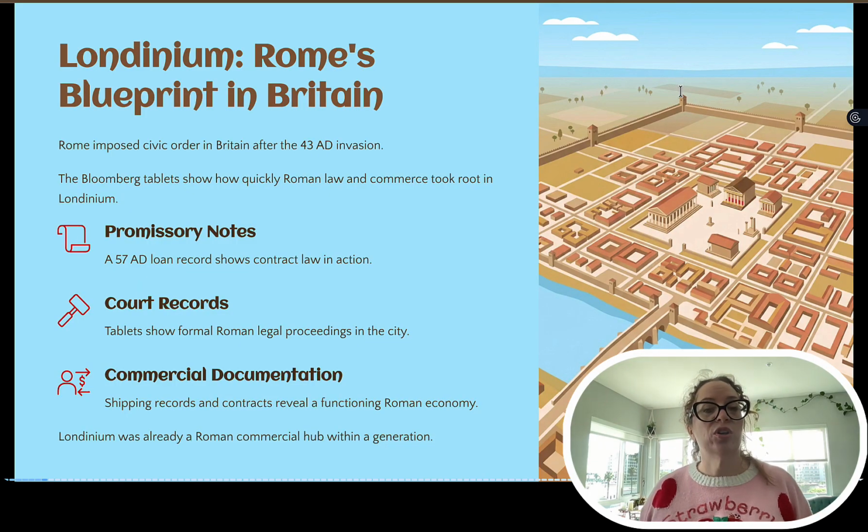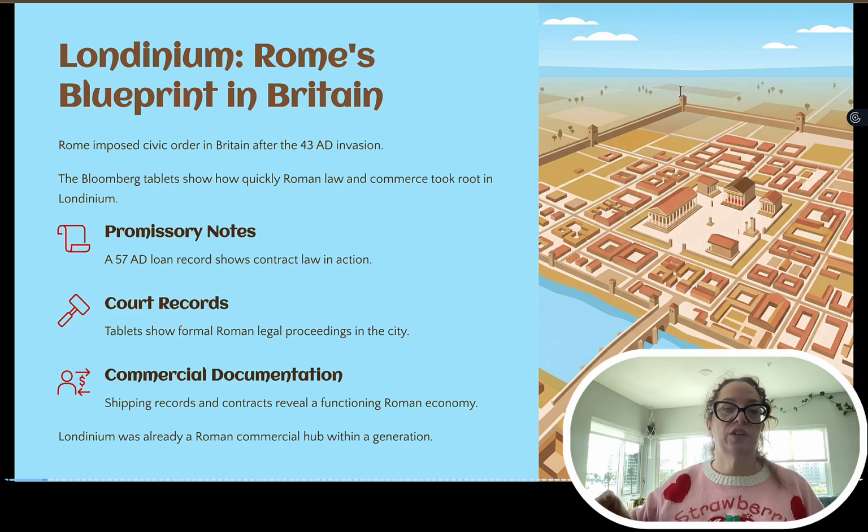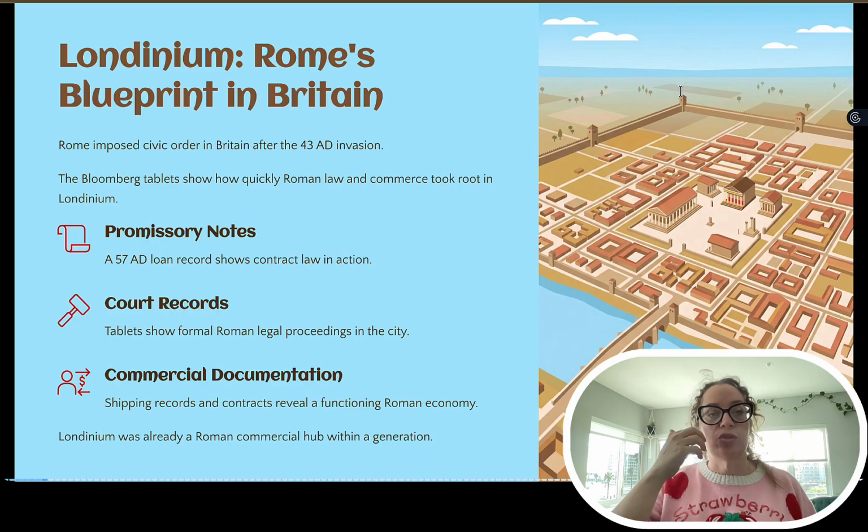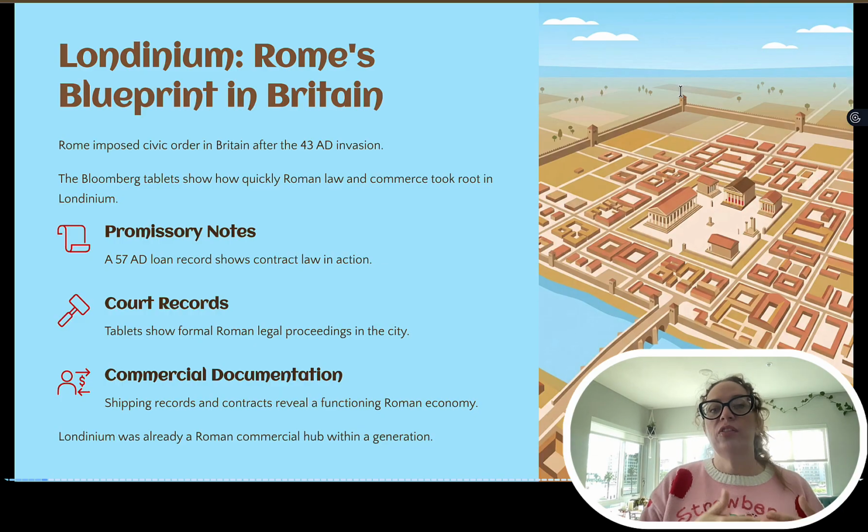Well, one example archaeologically is the Bloomberg tablets. So in 2010, construction workers excavating the foundations for a building in London, which sits directly on top of the ancient Roman city that they called Londinium, dug into a drainage ditch that had been buried for nearly 2,000 years, and in the mud of that ditch, they found over 400 wooden writing tablets that were remarkably preserved, and they dated from approximately 50 AD to 300 AD.